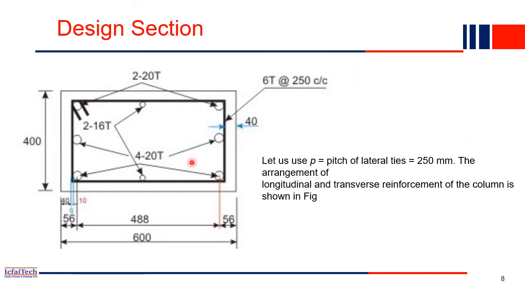Now this is our final section of design. Our design has been completed. We have provided 6 bars of 20 mm, 1 2 3 4 5 6, whereas 2 bars of 16 mm, and the tie is basically 6 mm at 250 center to center. The pitch is 250 as we already computed, and this is the final figure for the design. This section we have to give to the site engineer, and he will execute it on site.